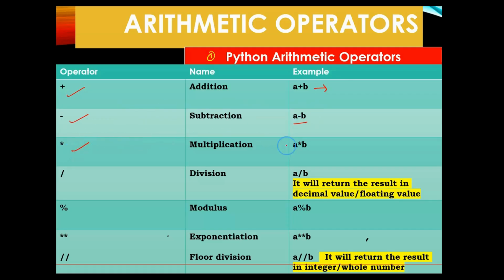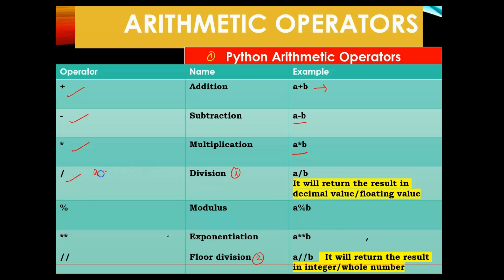And multiplication multiplies the two data and gives the result. Under division, we have 2 parts in Python: one is division and another is floor division. Compare these two and study. Whenever we divide any two values using the division symbol, the result will be a decimal or floating value in Python. On the other side, floor division returns the result as an integer or whole number.